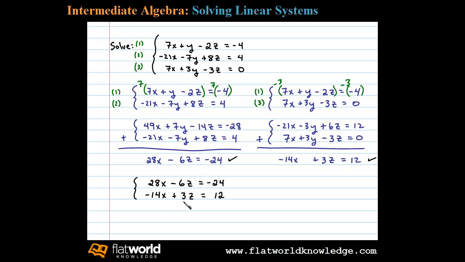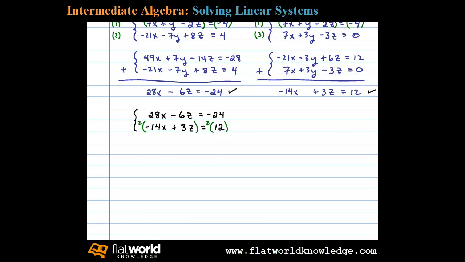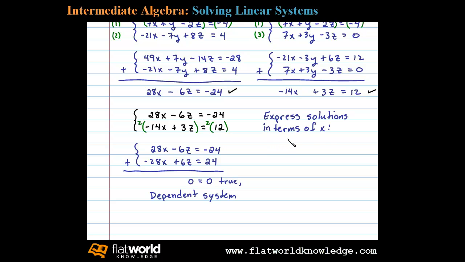Now, to solve this system, it looks like we can eliminate x if we multiply both sides of the second equation here by 2. And when we add the equations of this equivalent system, we can see the variable x eliminates, but so does the variable z. And that leaves us with 0 equals 0, which is a true statement. That tells me the original system is a dependent system. And so we'll choose to express the infinitely many solutions in terms of x.